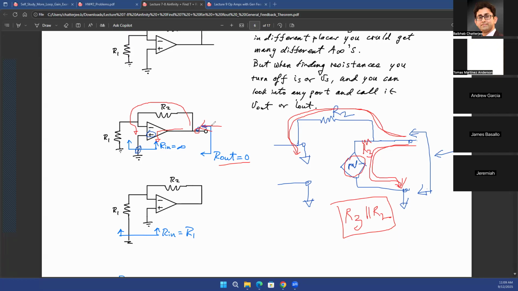Yeah, so you're looking at this port. Drawing it like this, you're looking at this terminal and between the ground. Let's say you have the ground. So between these two terminals, one is ground, and the other is the terminal that you are looking at. So for an ideal op-amp, Rout will always be zero if you are looking at a terminal which is the output of the op-amp.